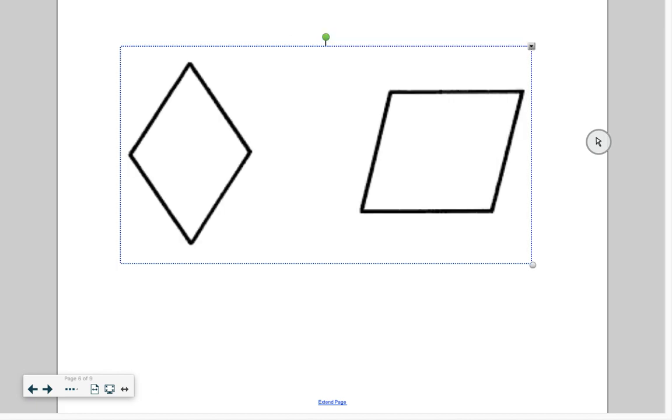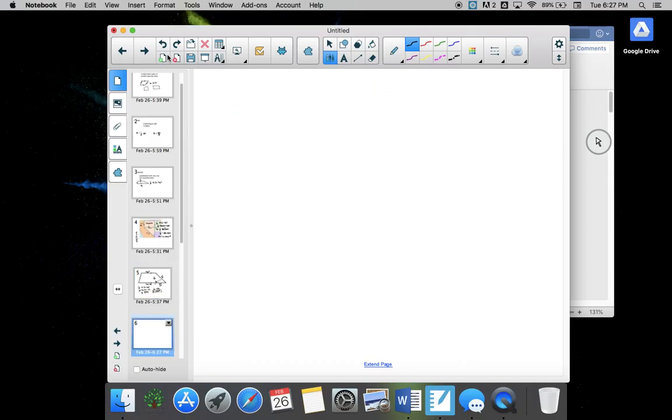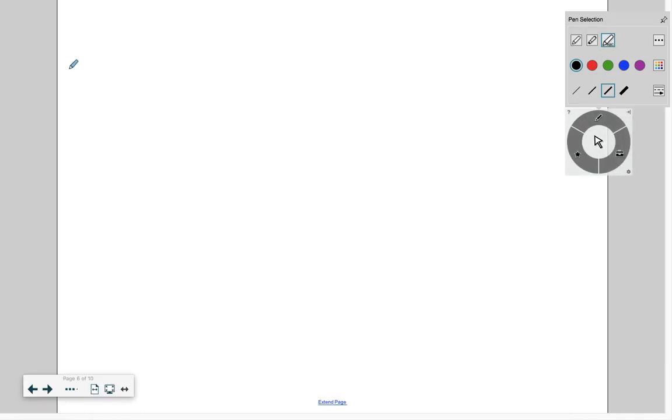Awesome. Let's move on. So today we're going to talk about a rhombus. Let me go back in here. There we go. Okay. So we're going to discuss a rhombus.